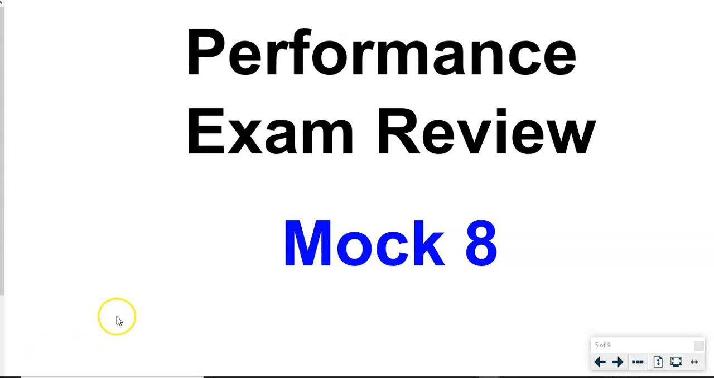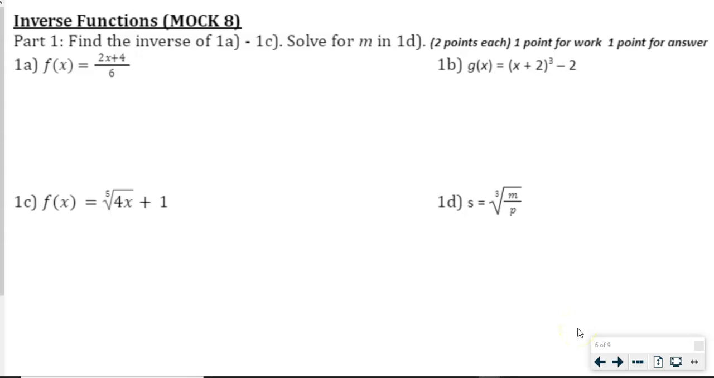So in this video, we're going to go over the performance exam review for Mock 8, okay? So what we're going to do first is find the inverse of 1/8 you see, and then for D, we're actually going to solve for M, okay?